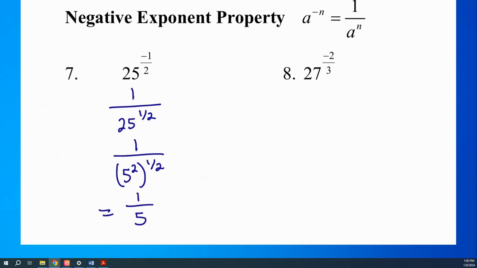So similarly, we would do 1 over 27 to the positive 2/3. That's the whole reason we moved it. How could I rewrite 27? 3 cubed. So 3 times 2/3, that's what we do for those exponents. What would that become?